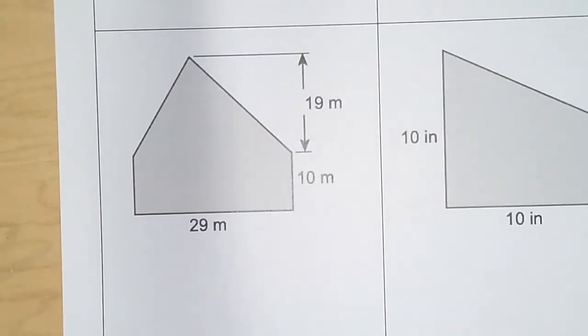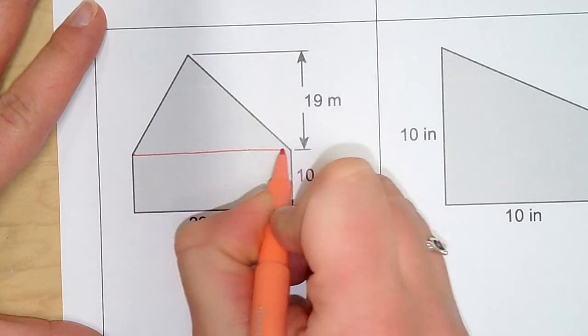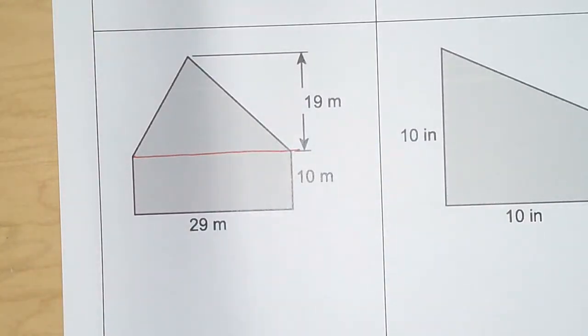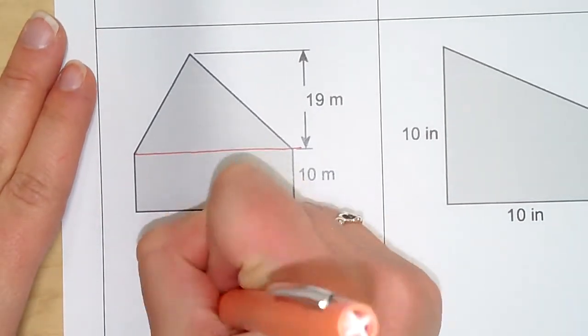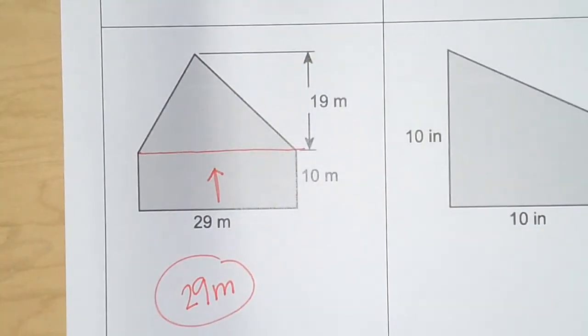Two more examples for us today. Down here, we've got a pentagon again. So I can draw my line right here. What would my base of my triangle be? Well, it's opposite of that 29, so it'd be 29 meters.